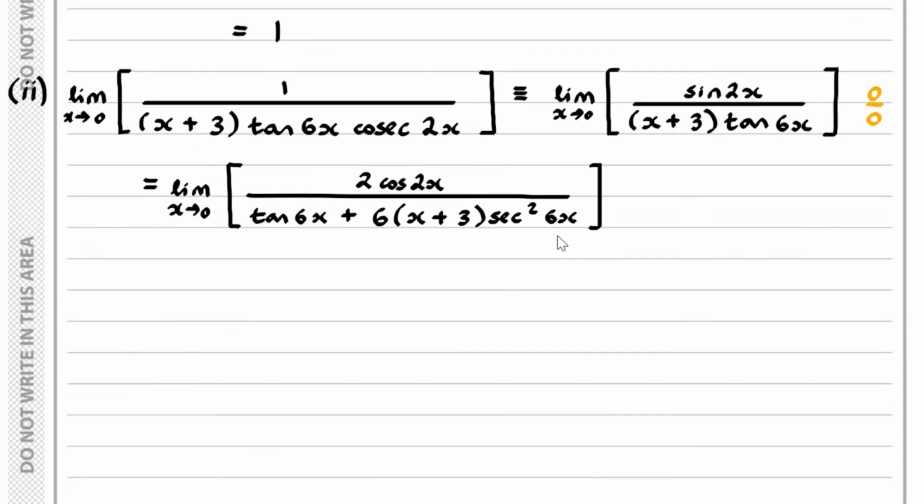So now I need to find out what this is. As x tends towards 0, I've got 2 times by the cosine of 0, which is just 2. And on the bottom, I've got 0 plus, now here I've got 6 times by 3, which is 18, times by 1. So on the bottom I've got 18. So the limit is equal to 1/9.